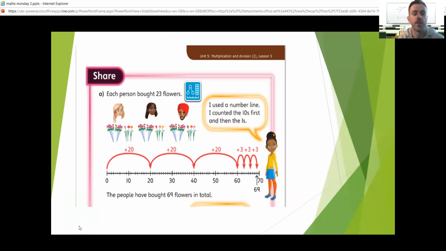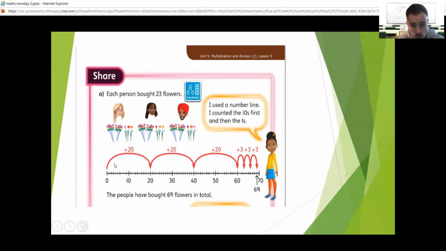So for 1A, first of all, here is a number line. And what they've done on the number line is they've drawn it out, obviously, and then they've done the bunches first, and then they've done jumps for the single flowers next. So first of all, we've got a jump of 20 because she's got 20 flowers in 2 bunches. The next girl, she's got 2 bunches, so she must have 20. So that's another jump. And then the guy over here, he's got 2 bunches. So he's got a jump of 20. So altogether, we've got three jumps of 20.